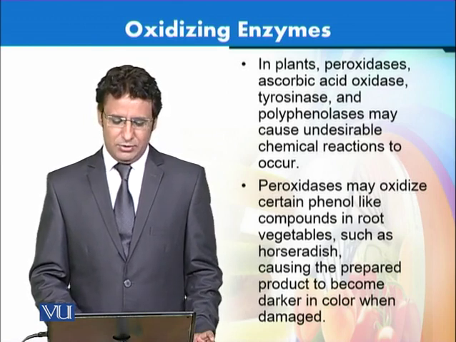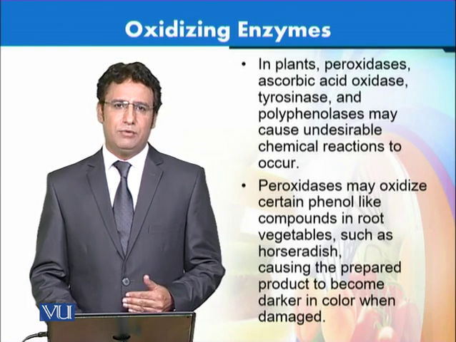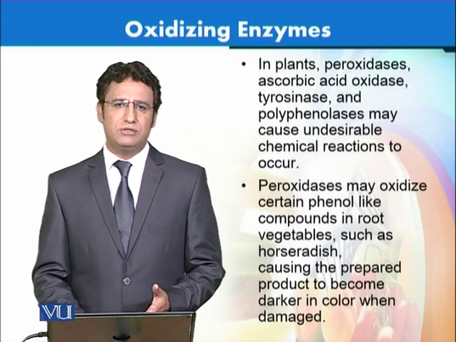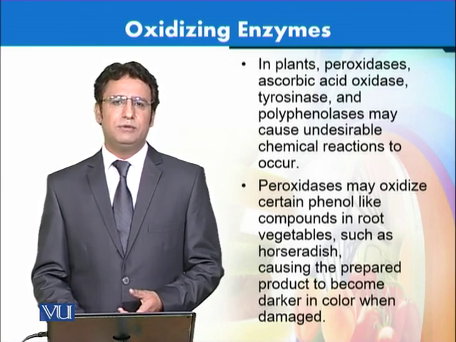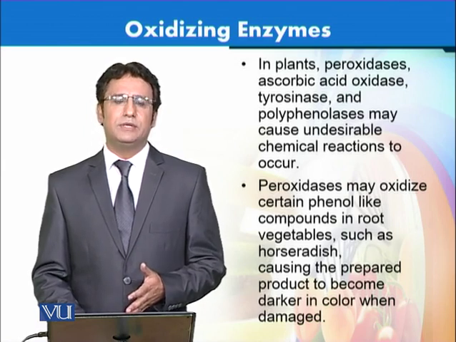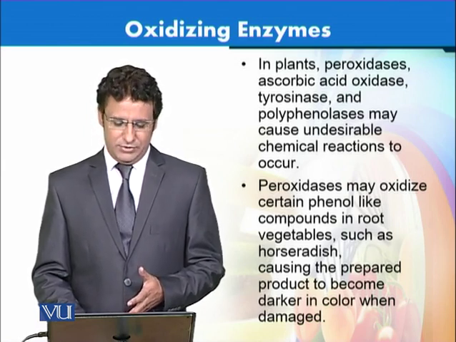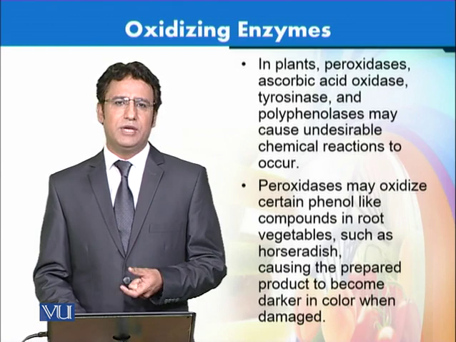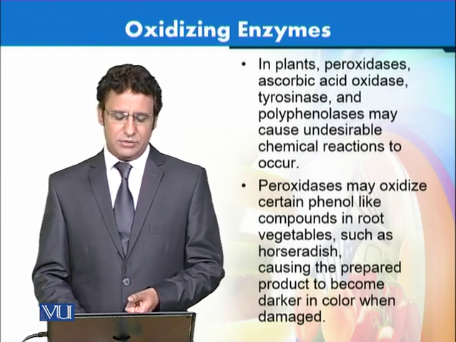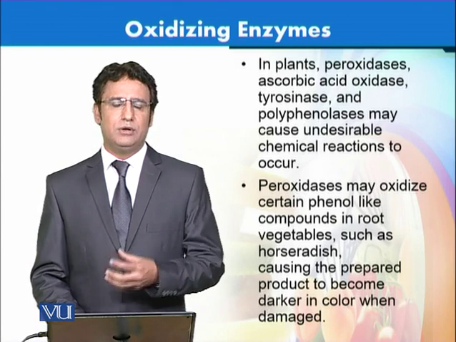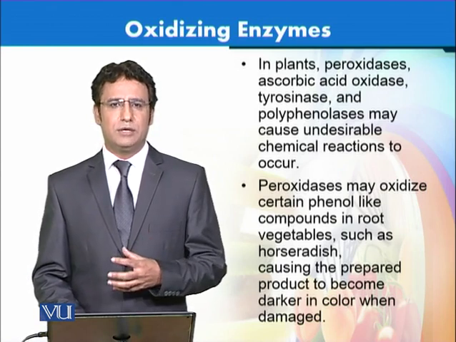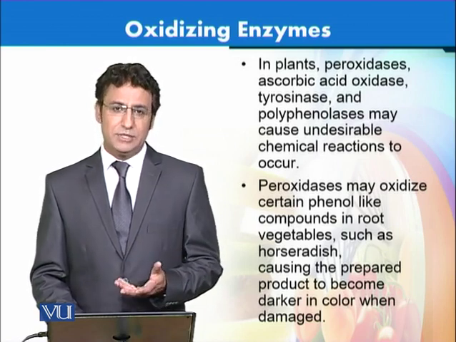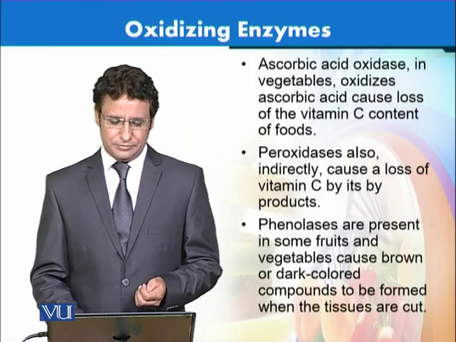These peroxidases normally act upon phenol compounds in vegetables. One example is horseradish. This is a vegetable. If it's cut, the surface gets discolored after some time, and it becomes darker in color. This is because of the action of these oxidizing enzymes called peroxidases that break down the phenolic compounds and make them into dark color end products. So that would bring up an undesirable change that can be seen in many other vegetable surfaces as well.